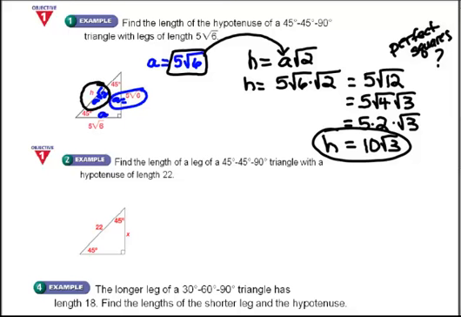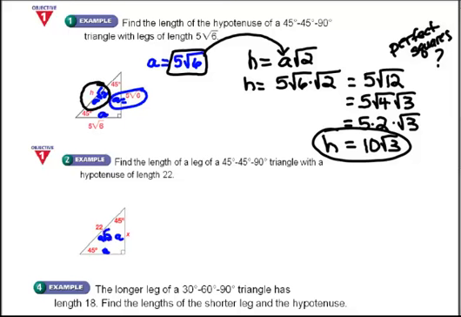Okay, we're going to do example 2. Again, a 45, 45, 90 triangle. You have to be able to put the rules in. Okay, here's my rules. This side is my A. This side is my A. This is my A square roots of 2.